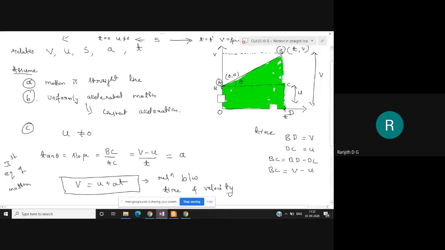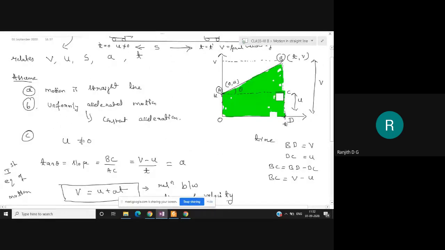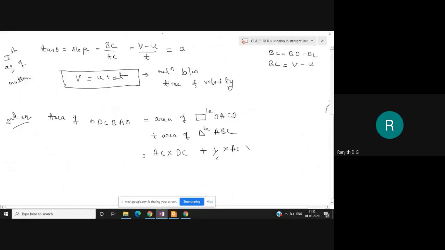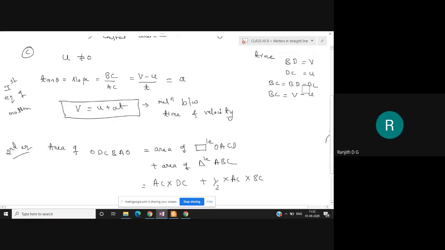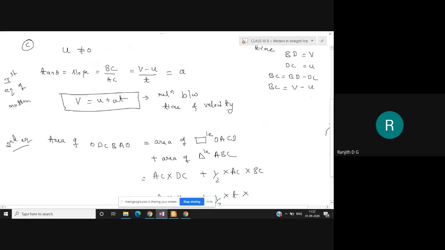The area of the rectangle you can write as AC into DC. AC is the length, DC is the breadth. So I can write it as AC into DC plus half into base. The base of the triangle is AC and the height of the triangle is DC. Now you know what AC is: AC is nothing but t. What is DC? DC is nothing but u. So let us substitute those things. Plus half into AC, again t, into BC, which we already know is v minus u. Substitute that.